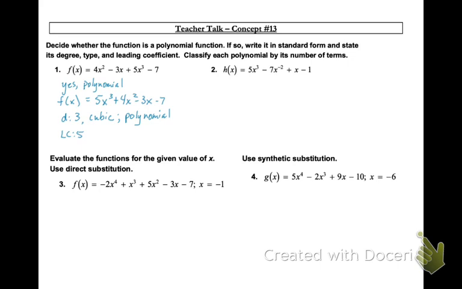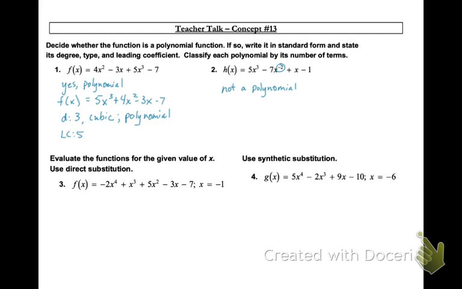Now look at number 2. Do you see what I see? Yep, a negative exponent. That is not a whole number, so that makes this equation not fit the definition of a polynomial. And then we're going to move on.